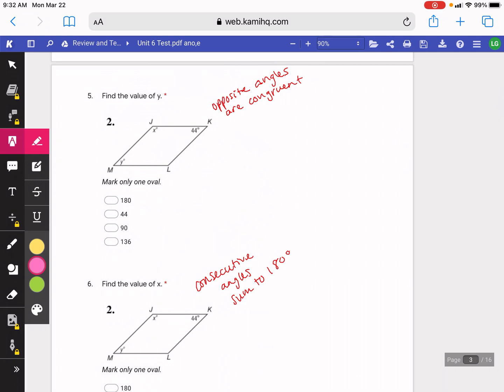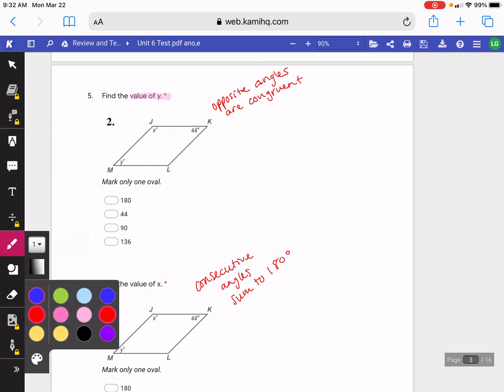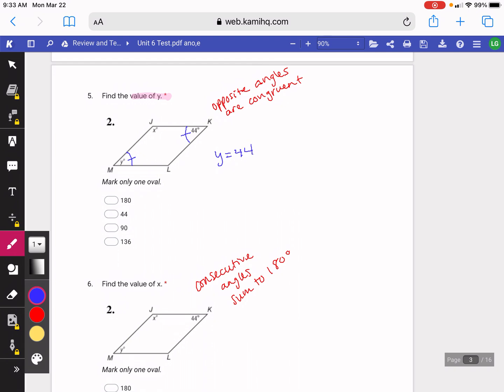Next, we're going to find the value of y. So when you're finding y, we learned that opposite angles are congruent. So here, y is opposite of 44, which means y is congruent or equal to 44.